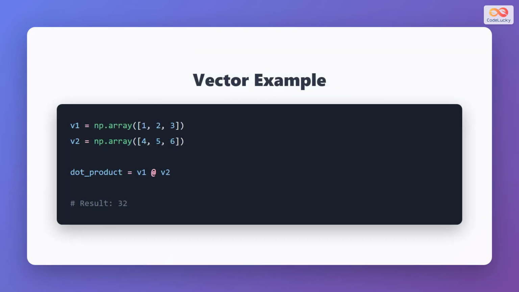Here's an example with one-dimensional vectors. We create vector v1 containing the values 1, 2, 3, and vector v2 containing 4, 5, 6. When we use the @ operator between these vectors, it computes the dot product. The calculation is 1 times 4, plus 2 times 5, plus 3 times 6, which equals 32.